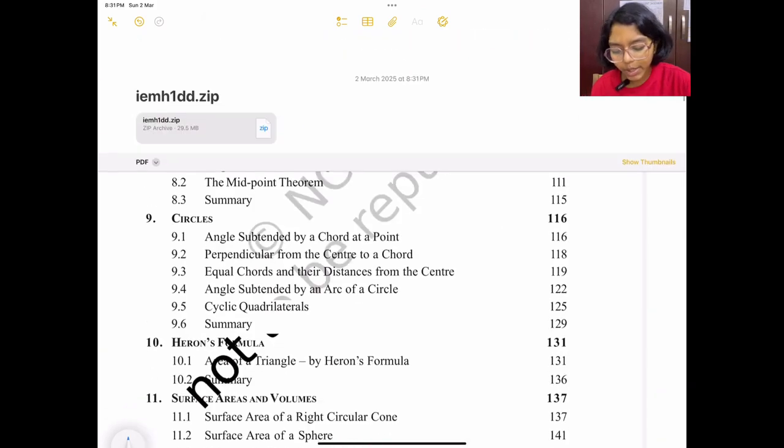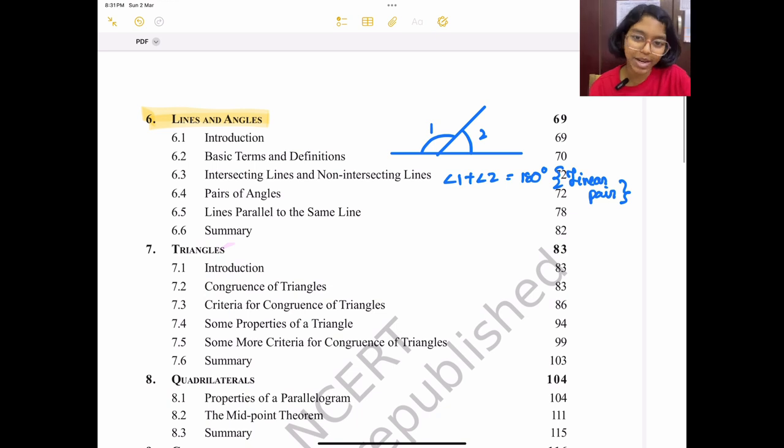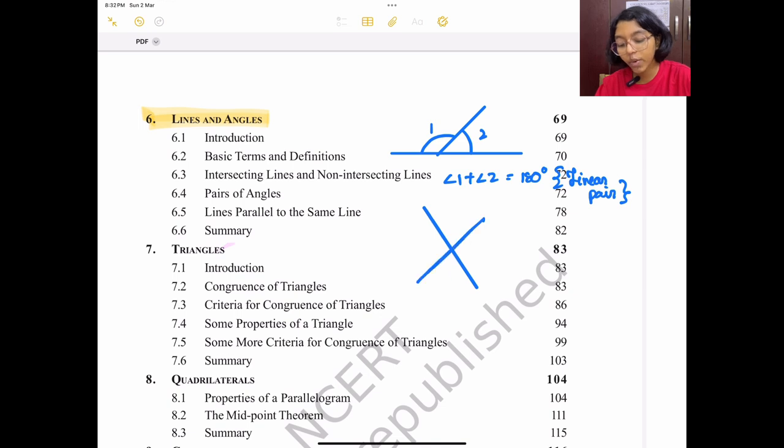Okay, now that's one thing. I've explained to you only one thing over here. This is only linear pair I've explained to you. There are other things also you need to keep in mind. There's this one thing called this one. When two angles are meeting like this, their vertically opposite angles should be equal.